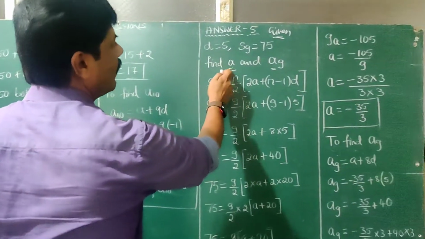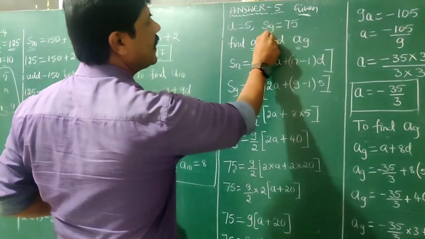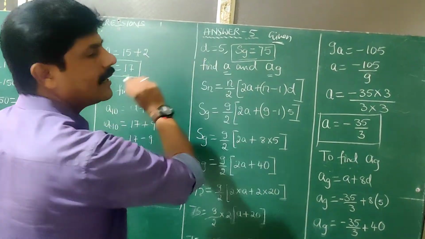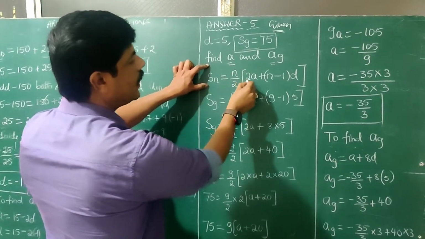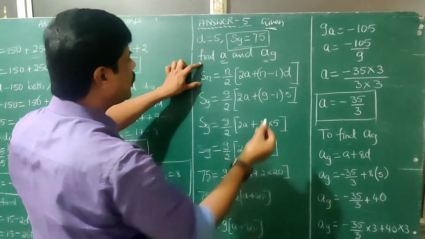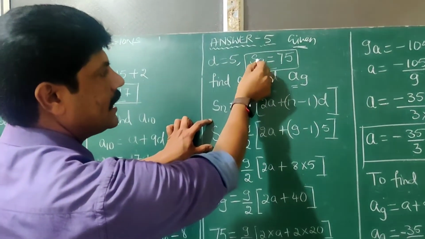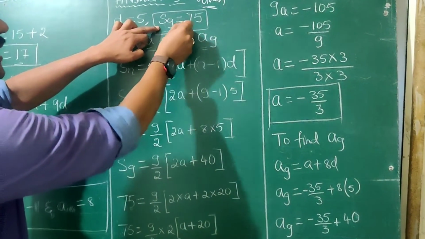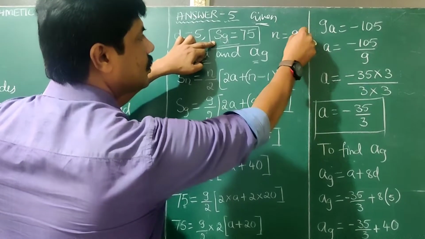First let's find A. See the equation, the S9 clue is given. This clue we have to take, and with this clue we have to find the A value. What is Sn? Sn is equal to n by 2 into 2A plus n minus 1 into D. Here, in place of n, 9 is there. Therefore, the sum of 9 terms is 75. Therefore, I can take directly n is equal to 9.